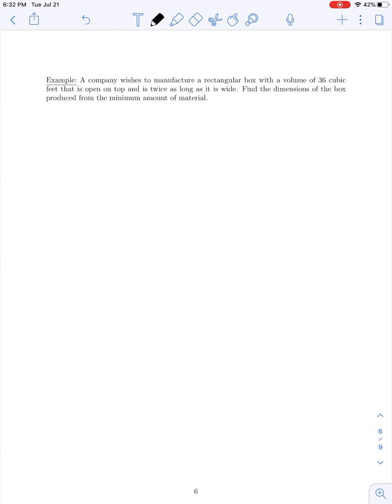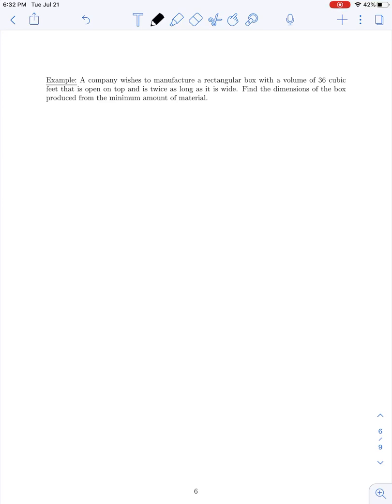So let's look at some other ones. In this next example, we've got a somewhat similar problem. We're told a company wishes to manufacture a rectangular box with a volume of 36 cubic feet that is open on top and is twice as long as it is wide. So we want to find the dimensions of the box produced from the minimum amount of material.